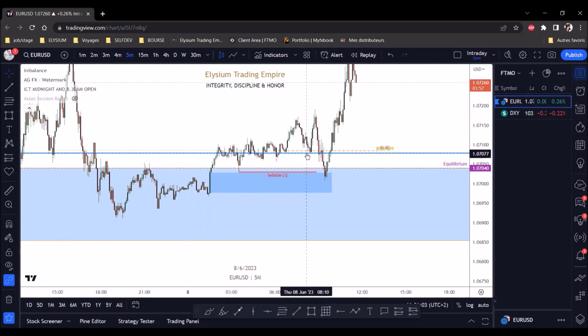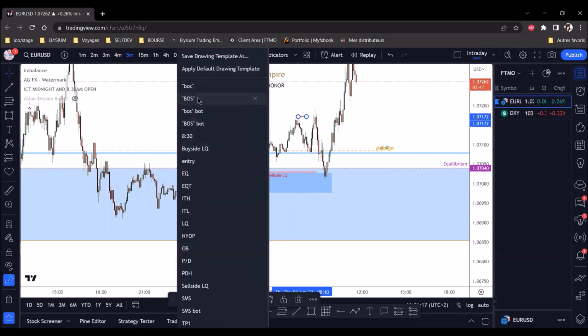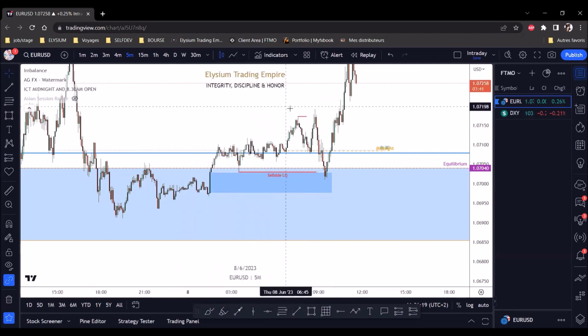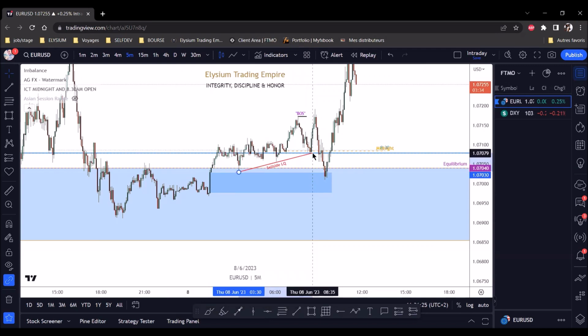And so at the Frankfurt opening, we break higher. We induce people to buy. Okay, BOS. Where is the BOS? Boom. We induce people to buy. Stop losses are all there. Okay. You are not forced to trade the sell.